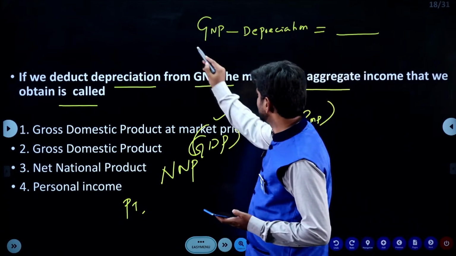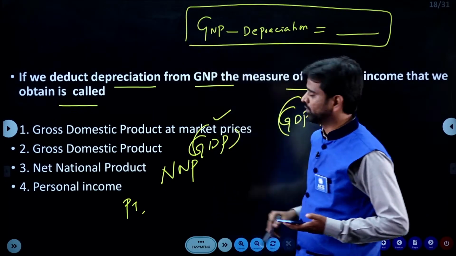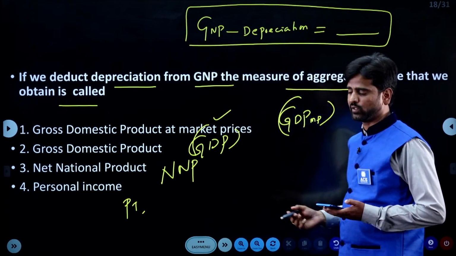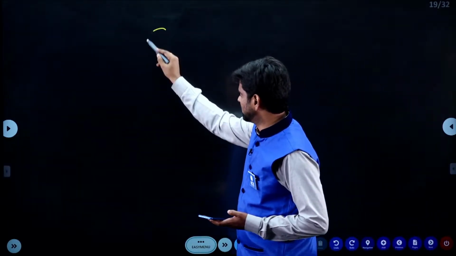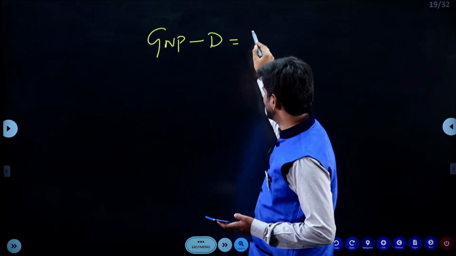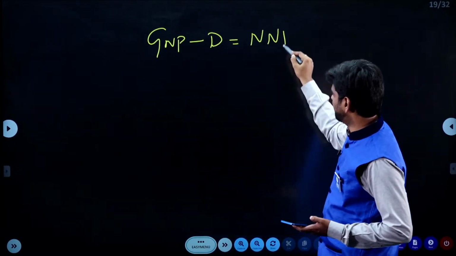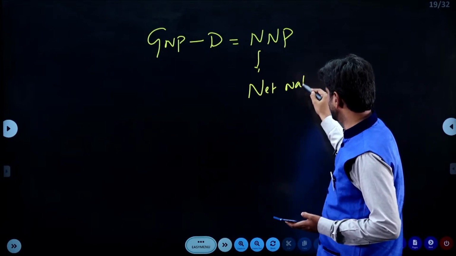So what is the right answer? Yes, if you do know the basic fundamentals of national income, then it is very easy for you to understand. And you know what his answer is? Yes, GNP minus depreciation is equal to NNP, net national product. I am going to explain, don't worry guys.